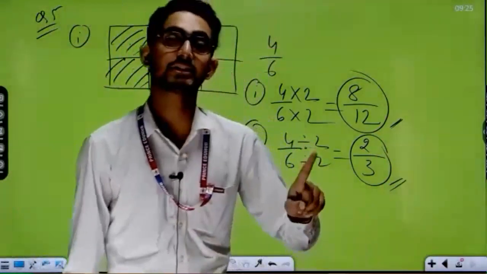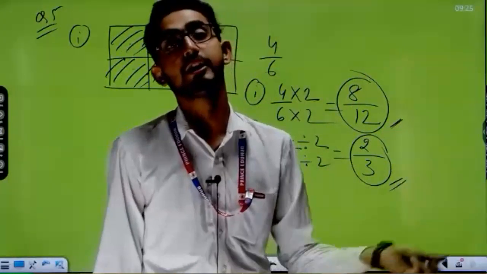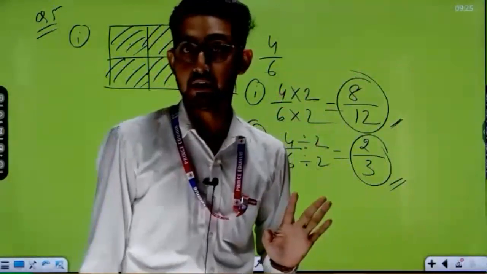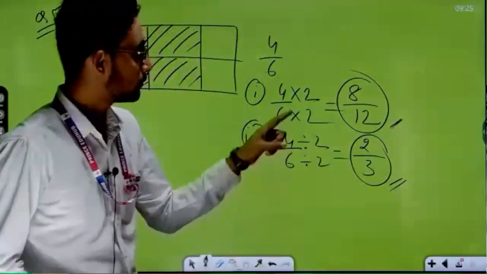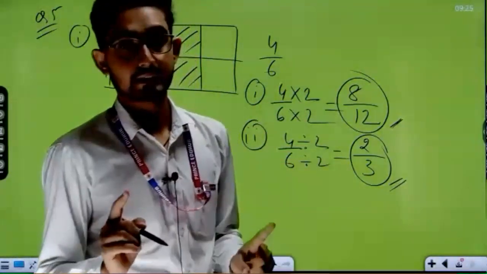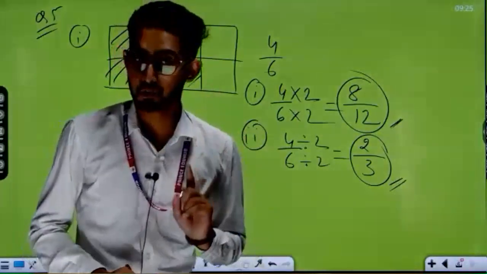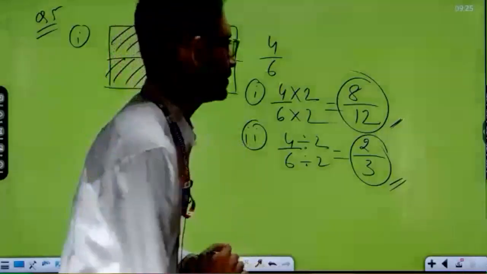How do we find an equivalent fraction? You have to multiply by any non-zero number or divide by any non-zero number. But that non-zero number must be the same for the numerator and the denominator. Okay, that is your complete answer. I think all of you understood. Yes or no? Okay, very good.